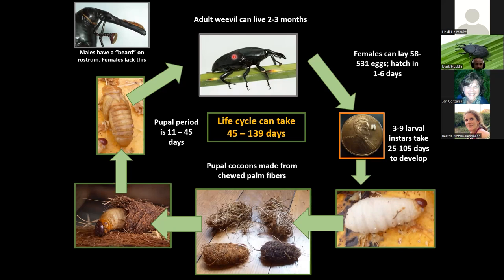So there are males and females in the population. They're very easy to identify. Males on the top of the snout have these bristles, which form this type of comb. The females lack those bristles, and the top of her snout is very smooth. And you can easily sex them by picking them up and looking at them with your eyes. You don't need any magnifying equipment to do that.